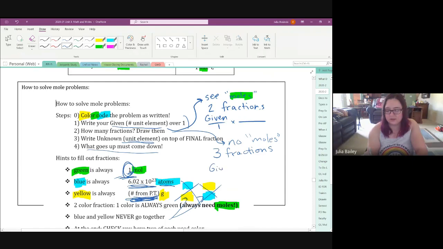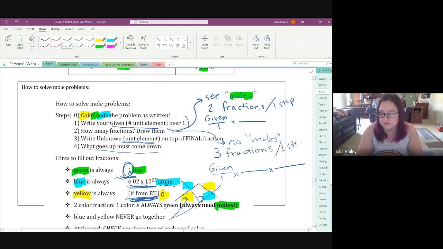That's going to be your given, which again, if you want to write it over 1, you can, to help you count out your 3 fractions, but it's going to be times another fraction times another fraction. So you could say this is 2 fractions or 1 step, and you could say this is 3 fractions or 2 steps. It's just whatever makes you more comfortable to think about it.